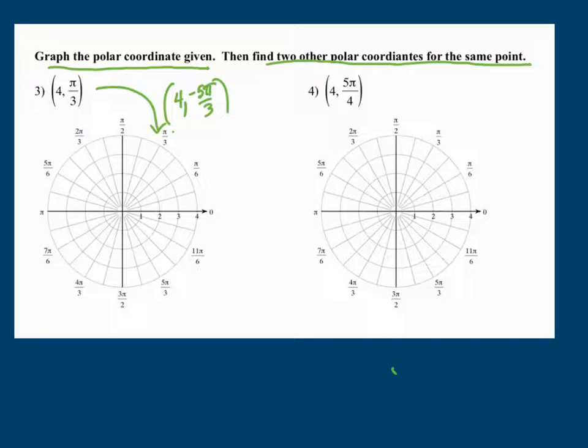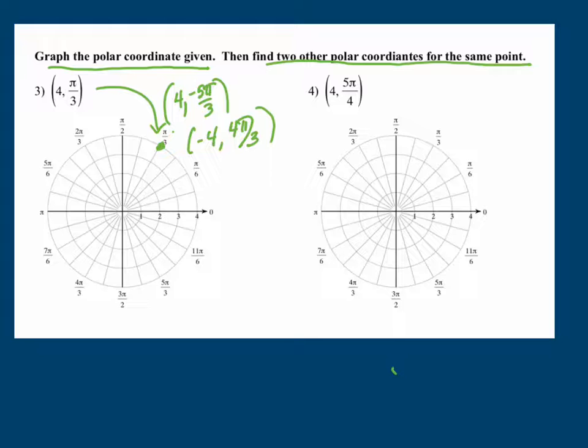Now that's without using the negative r. If we want to go backwards, which is a negative r, here was our point. So if it's a negative 4 from the center, I would be at this angle right here, which is 4 pi over 3. So you go to 4 pi over 3, and then you back up 4, and you would get that same point again.